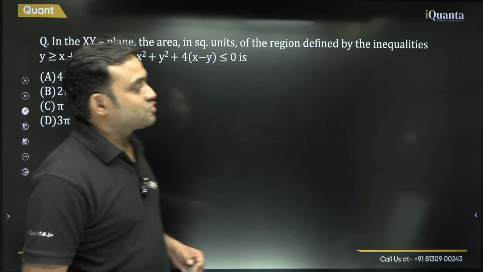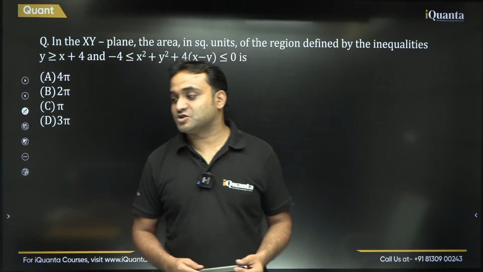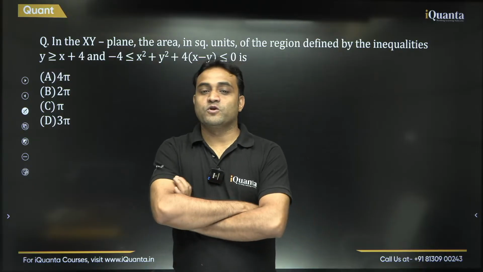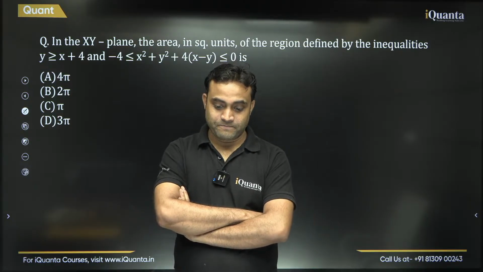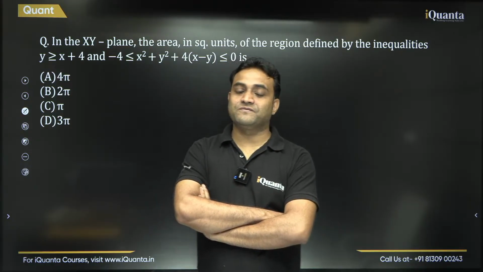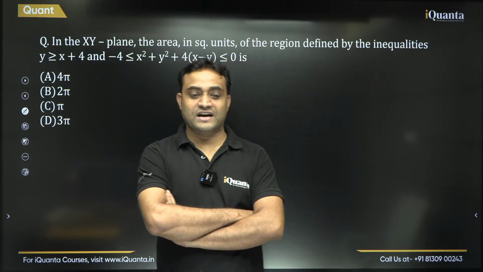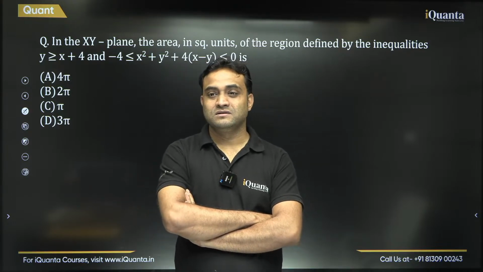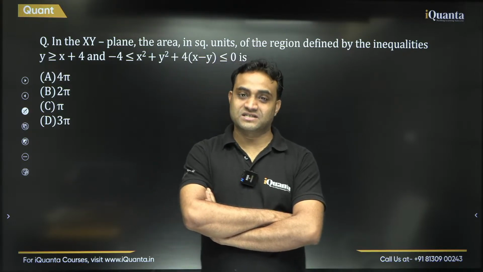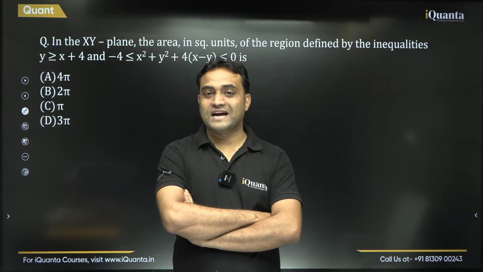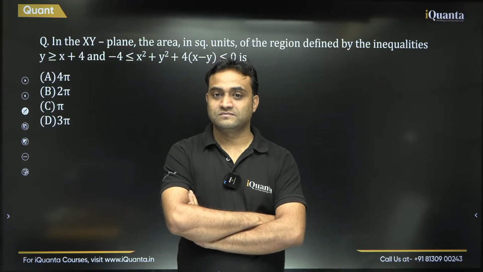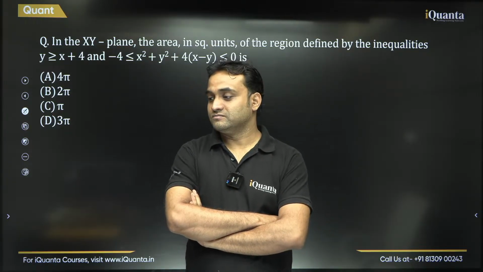Ashish, according to me, how many LRDI sets should be solved before CAT? I guess 6 months are left, right? Every day you can try solving 3 to 4 sets. So 500 plus sets you should solve, at least 500 plus sets. Then you are good. Okay.